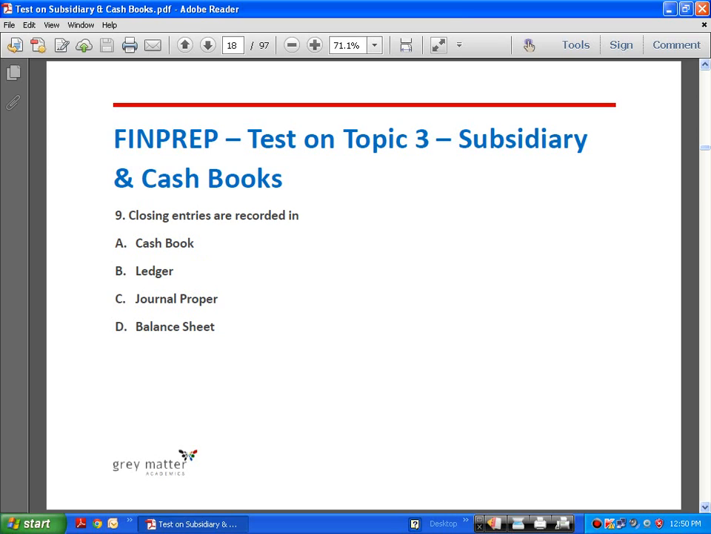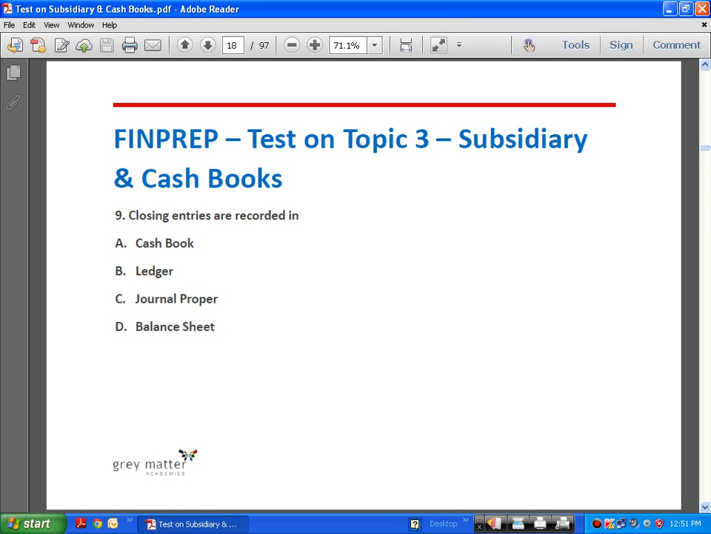Next, closing entries are recorded in which book? Is it recorded in the cash book, the ledger, the journal proper, or the balance sheet? See, closing entries are entries that are passed to transfer the balances in the nominal accounts to the trading account and the P&L account. For example, the purchases account is closed by transferring the balance to the trading account by passing the entry trading account debit to purchases account.